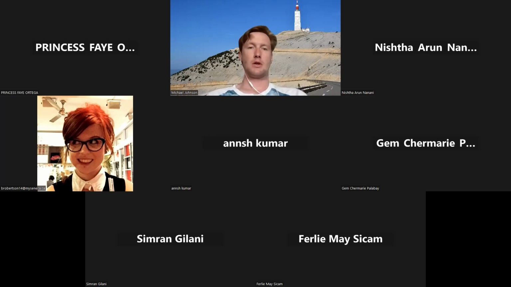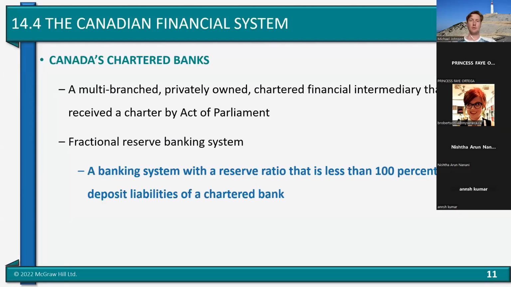So let's get back here. So Canada's charter banks are multi-branch, privately owned, chartered financial intermediaries that have received a charter by act of parliament. It's a fractional reserve banking system. So a banking system with a reserve ratio that's less than 100% of the deposit liabilities of the charter bank.